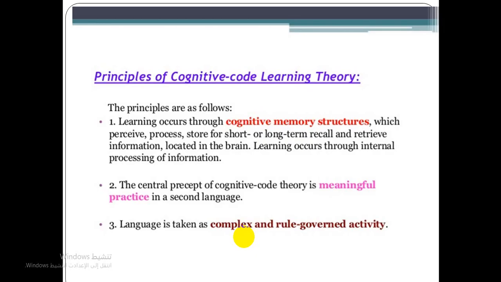What are the principles of cognitive code learning theory? Yes, here we have the principles of the cognitive code process, which are: learning occurs through cognitive memory structures which perceive, process, store for short or long-term recall, and retrieve information.